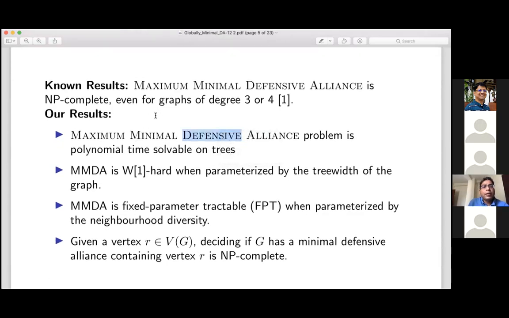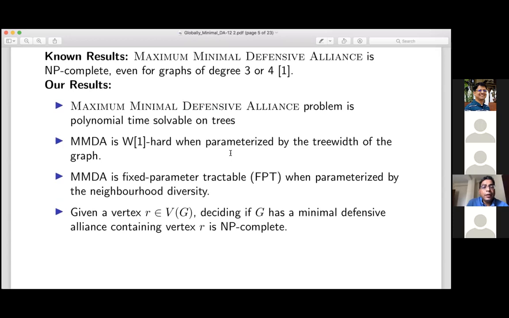What we consider here is that once some problem is NP complete in general graphs, then we look for special instances where the problem can be solved in polynomial time, or we can solve it efficiently. So we can solve the same problem, this MMDA problem, in polynomial time on trees. If the input instance is a tree, then the problem can be solved in polynomial time. But in general, it is not true.